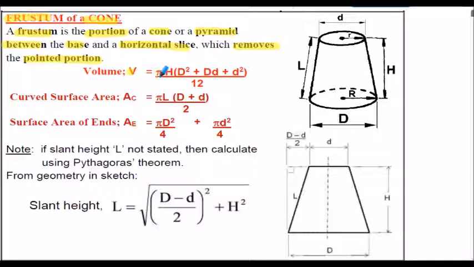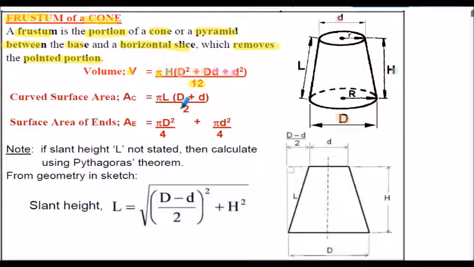It's pi multiplied by the vertical height h, and in brackets we now have the bottom diameter squared, that's uppercase D, added to the bottom diameter multiplied by the top diameter, that's lowercase d here, and then we add the lowercase d squared. And that's all divided by 12. So that's the volume of the cone formula.